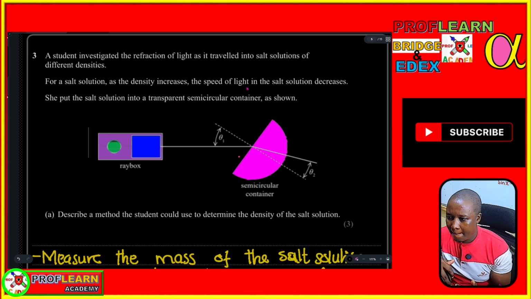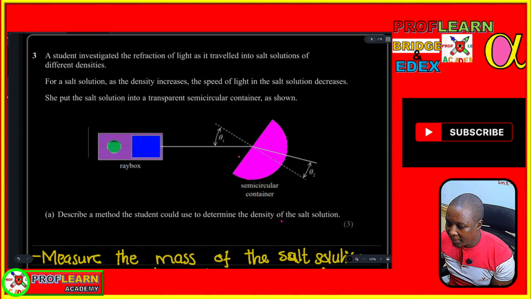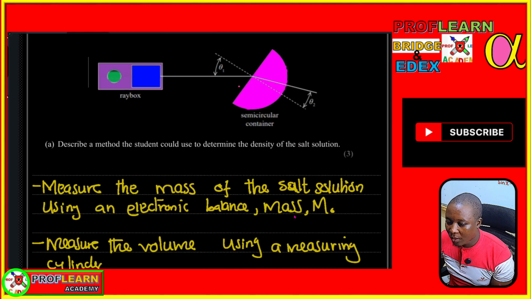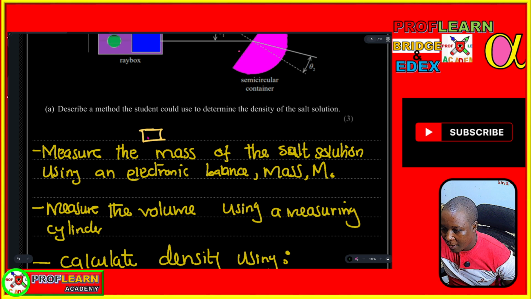Which means if the speed decreases, the refractive index increases in that case. And describe the method the student could use to determine the density of the salt solution. That's actually the experiment to determine the density of a liquid. The student should measure the mass of the salt solution using an electronic balance. So maybe the student could have an electronic balance there and place some liquid in a measuring cylinder.